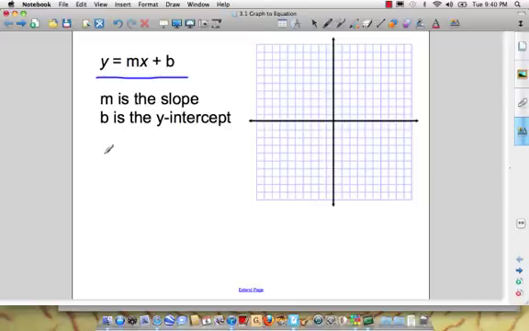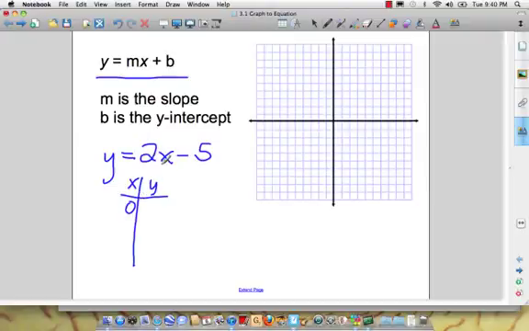Here's a specific example. Suppose you have y equals 2x minus 5. Alright, well, let's go about graphing that by finding some points that satisfy the equation. Suppose x is 0. Well, 2 times 0 is 0. 0 minus 5 is negative 5. Suppose x is 1. Well, 2 times 1 is 2. Minus 5 is negative 3. Suppose x is 3. 2 times 3 is 6. 6 minus 5 is 1.